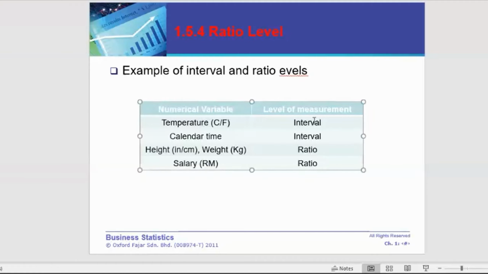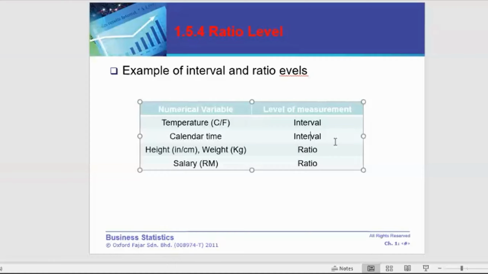Temperature is interval because, as we mentioned, when we say the temperature is 0 Celsius, it doesn't mean there is no temperature. It means the temperature is 0, and it can go to minus. Calendar time is interval. We don't have a zero point in calendar time. Calendar time is a day, like first, second, third day. We don't have zero time in calendar time, okay? There is no 0 point.